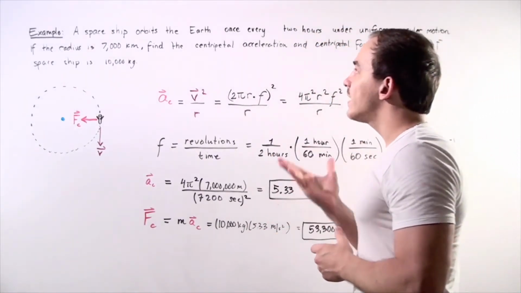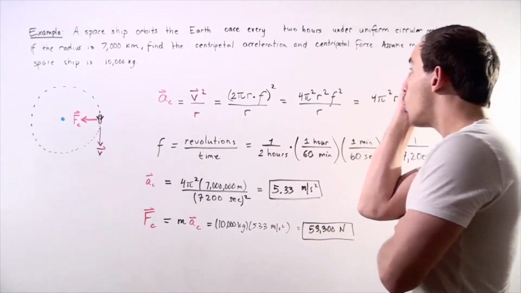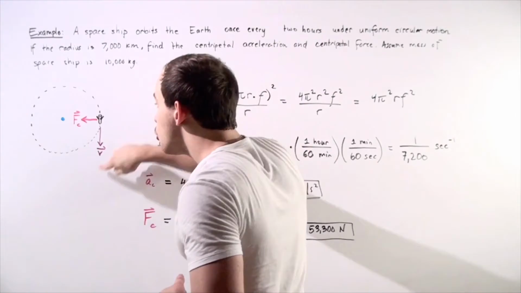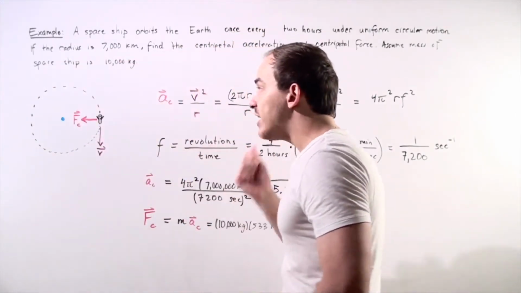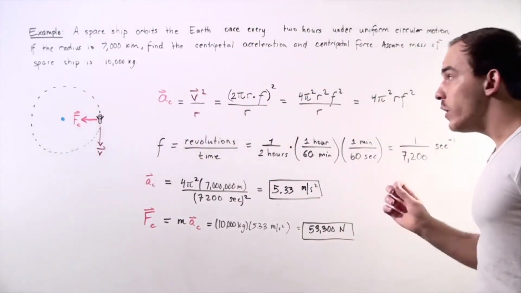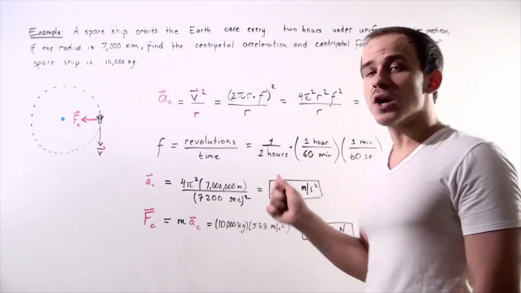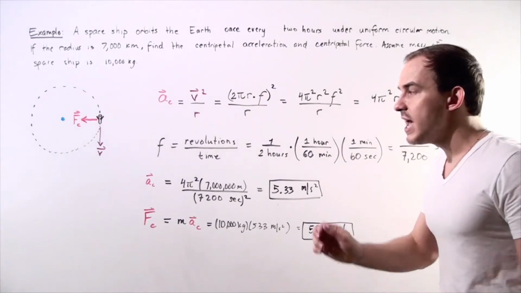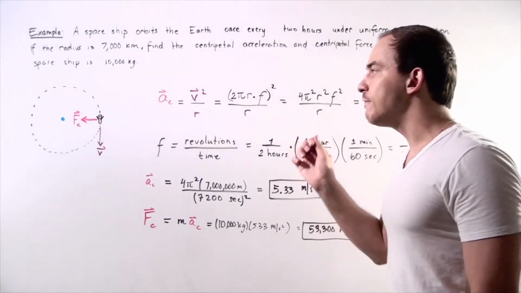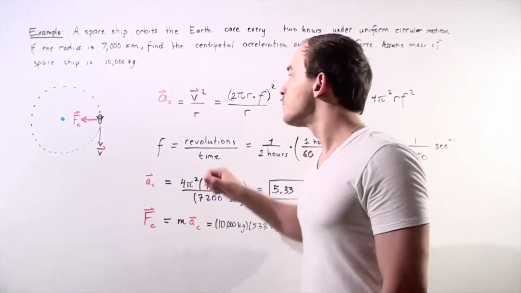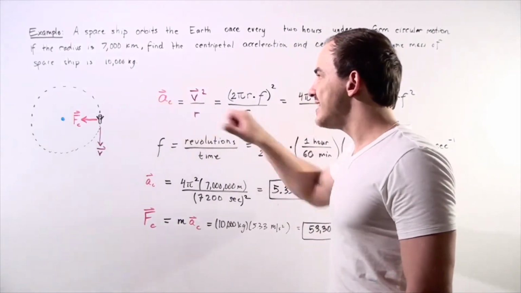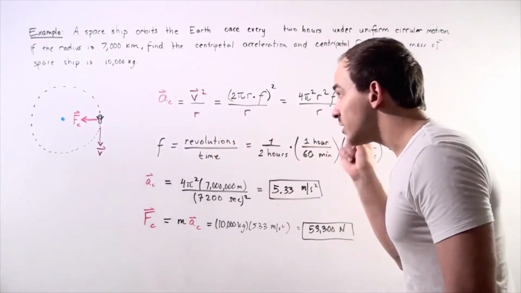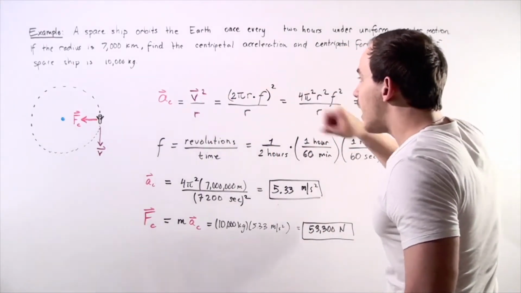So what exactly are we given in our problem? We are told that it takes our space shuttle 2 hours to make one orbit. So that means we know the frequency of our object. Using the frequency, we can find the velocity, and using the velocity, we can find our acceleration. Recall that acceleration is equal to v squared divided by r. And v is related to frequency by the following equation.